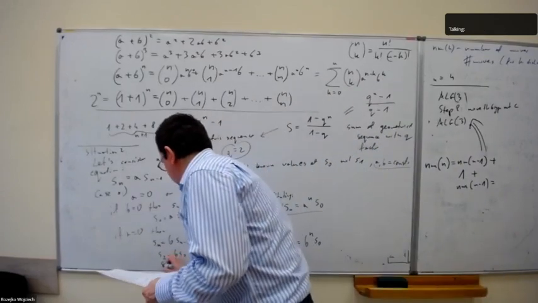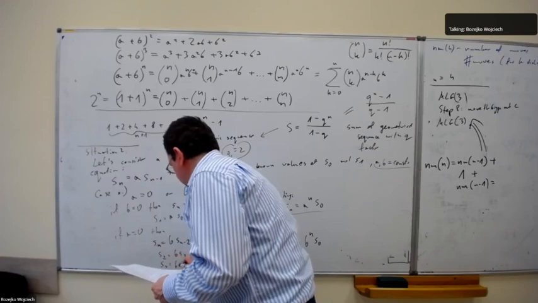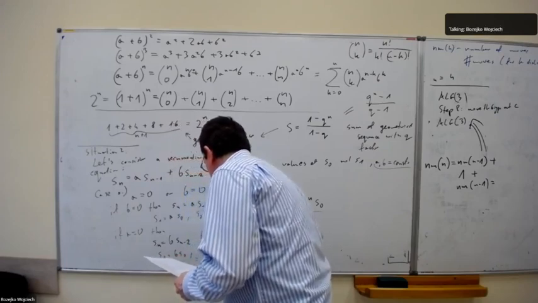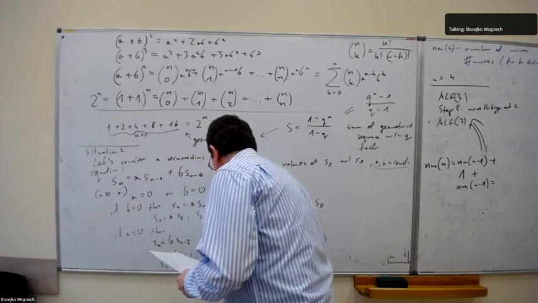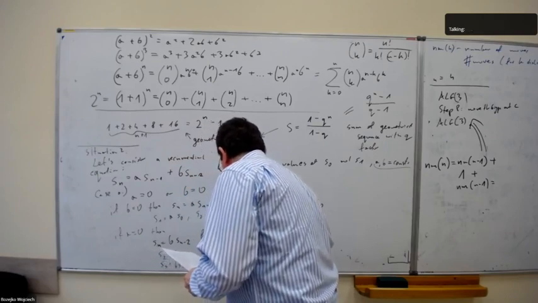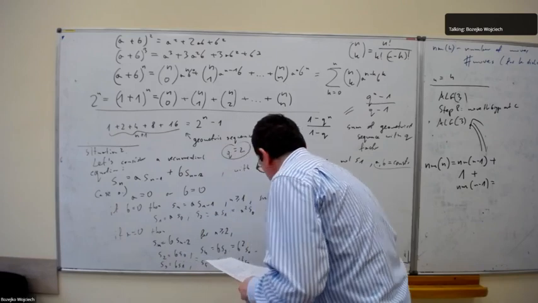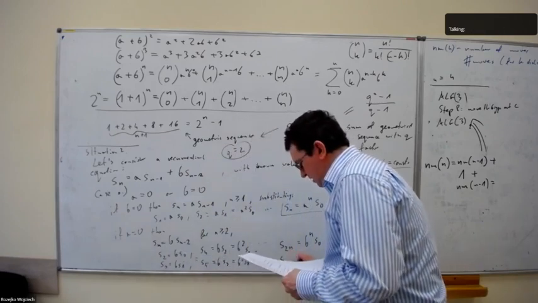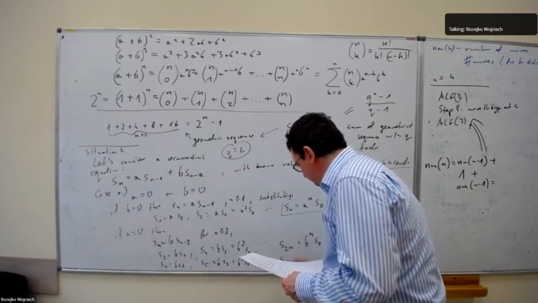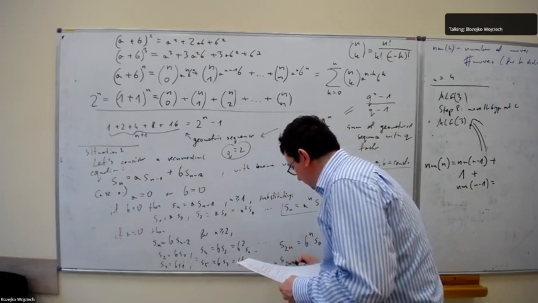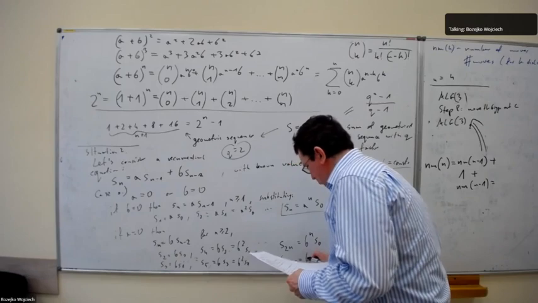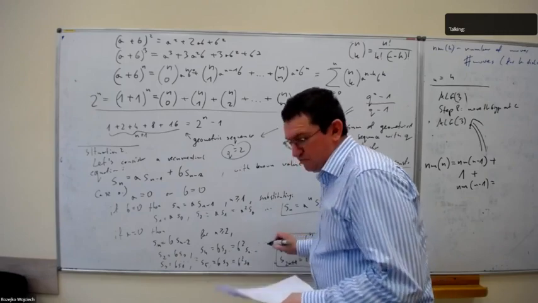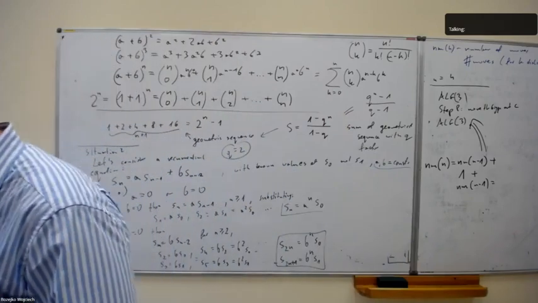Similarly, we have that S3 is b times S1, S5 is b times S3. So this is b squared times S1, and finally we have S with the odd index 2n plus 1 is b to the power of n times S1. So we have the formulation for even and odd ones.